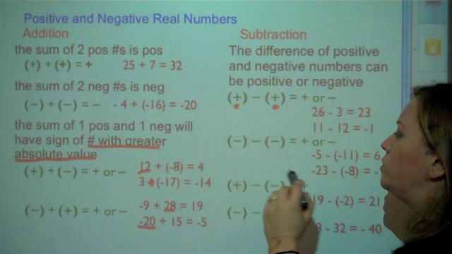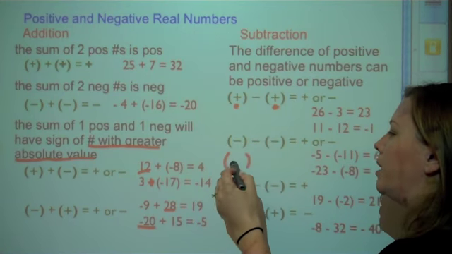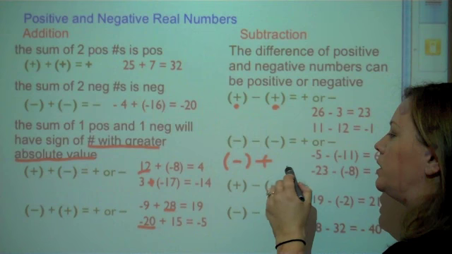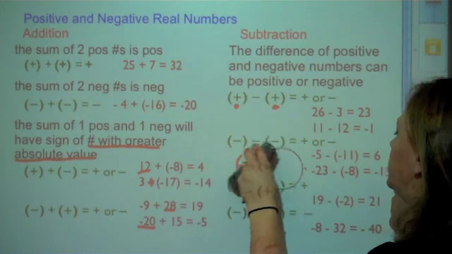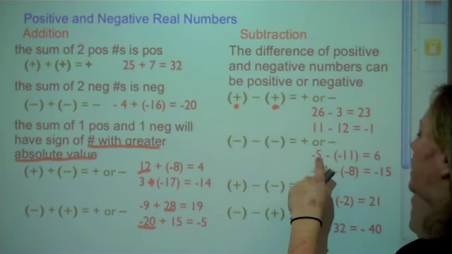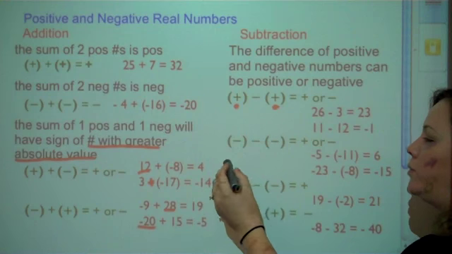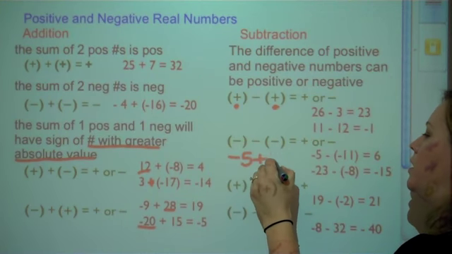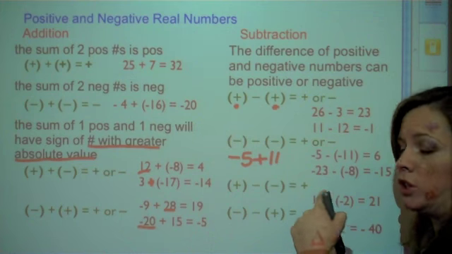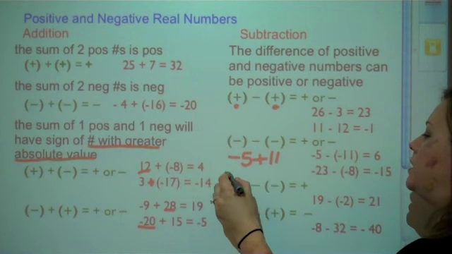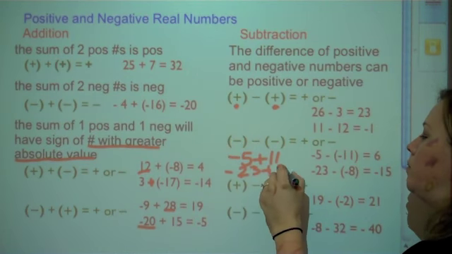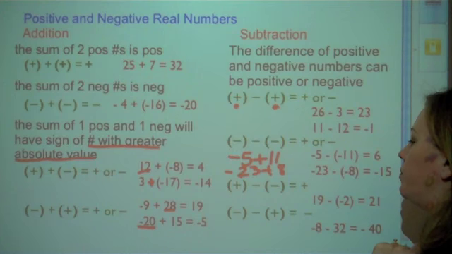If you're subtracting two negatives, remember when you have minus a negative, this is really like adding the number. So for example, let me erase that here. Here we have negative 5 minus negative 11. When you have two negatives next to each other, that's like turning it into addition. So negative 5 plus 11 is 6. Negative 23 minus negative 8 is negative 23 plus 8, which is negative 15.